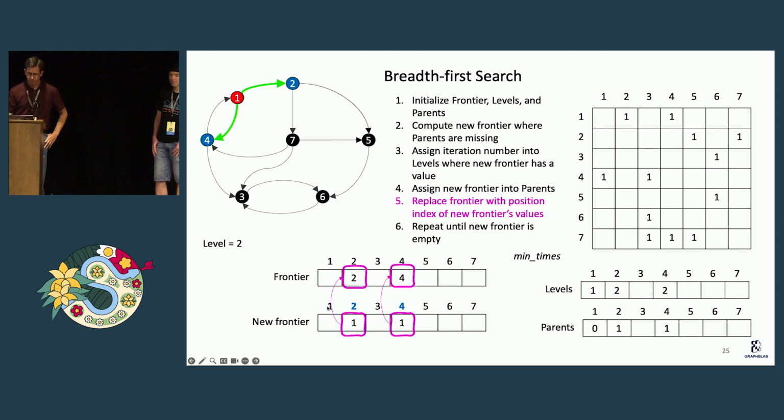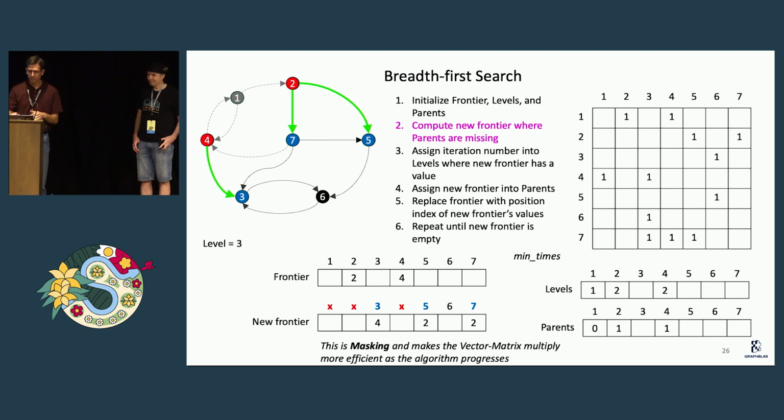And lastly, I update the frontier, again, just these positions, but now I'm actually taking the index here. So I know I need to fill this in with the index, so it's going to read 2, 2, 4, 4. Seems a little weird, just run with me. Let's repeat.